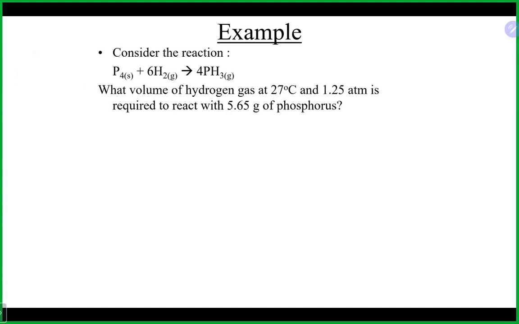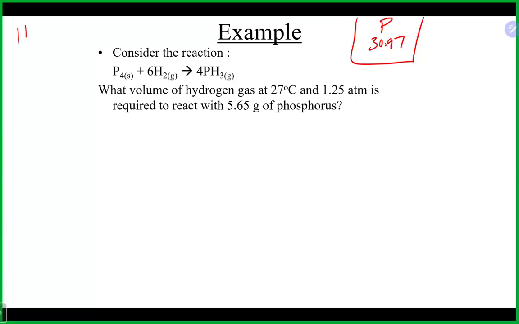So considering this reaction here, what volume of hydrogen gas at 27 degrees Celsius and 1.25 atmospheres is required to react with 5.65 grams of phosphorus? And phosphorus is 30.97 here. Problem definitely involving gases since we're looking for a volume of hydrogen gas.